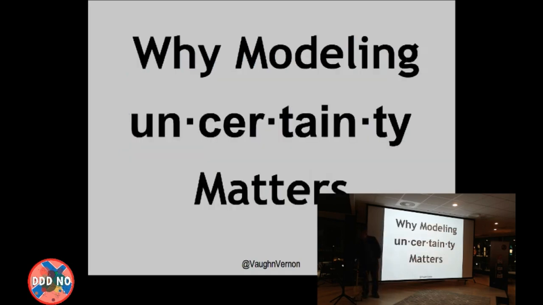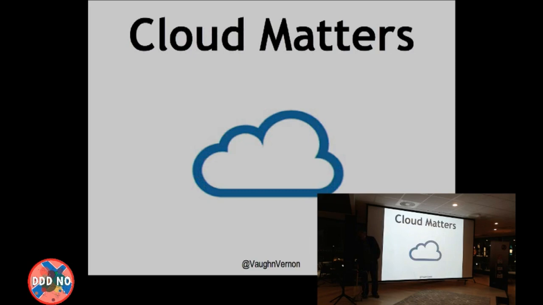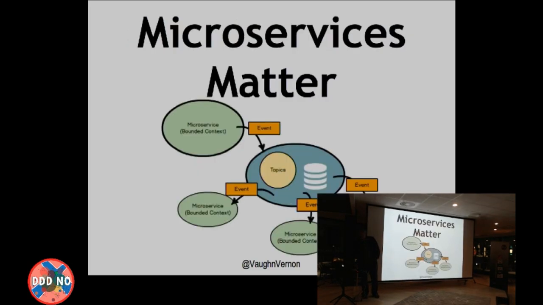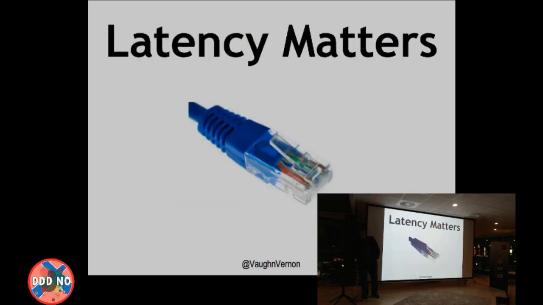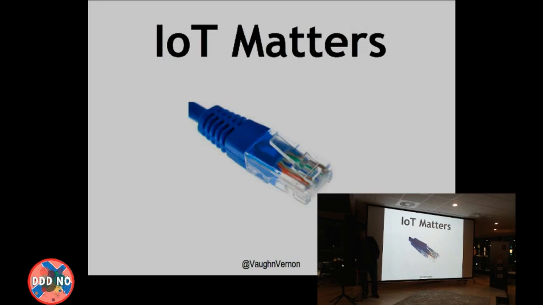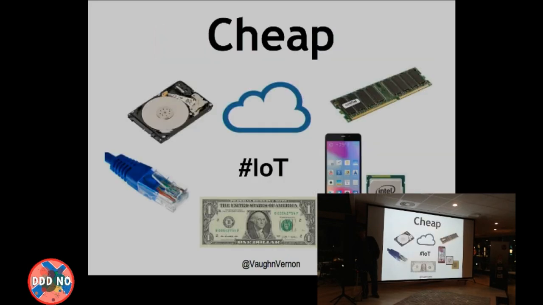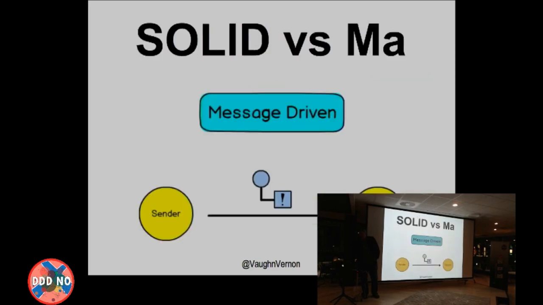Yeah, so modeling uncertainty matters. How do we do it? Cloud, microservices, latency on the network, IoT, latency everywhere. All this stuff is cheap, right? So we've got to make it work.